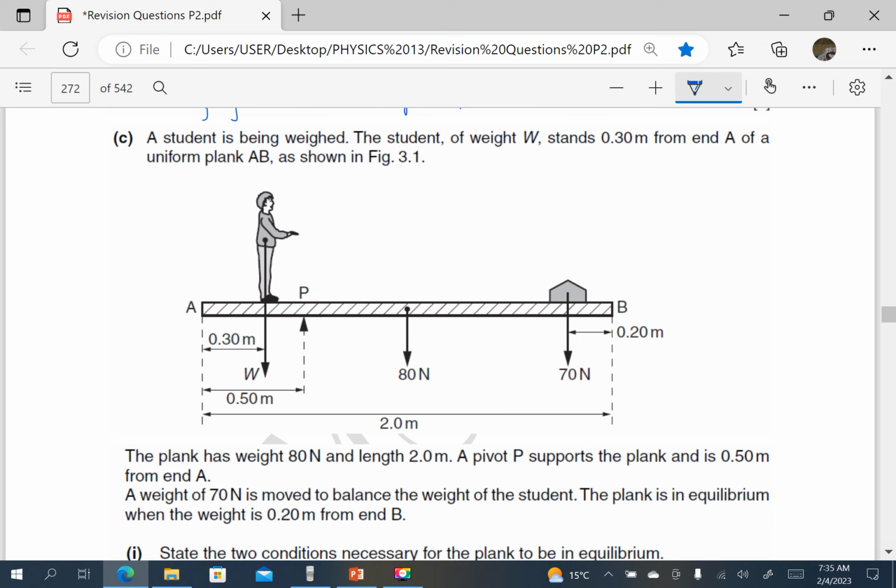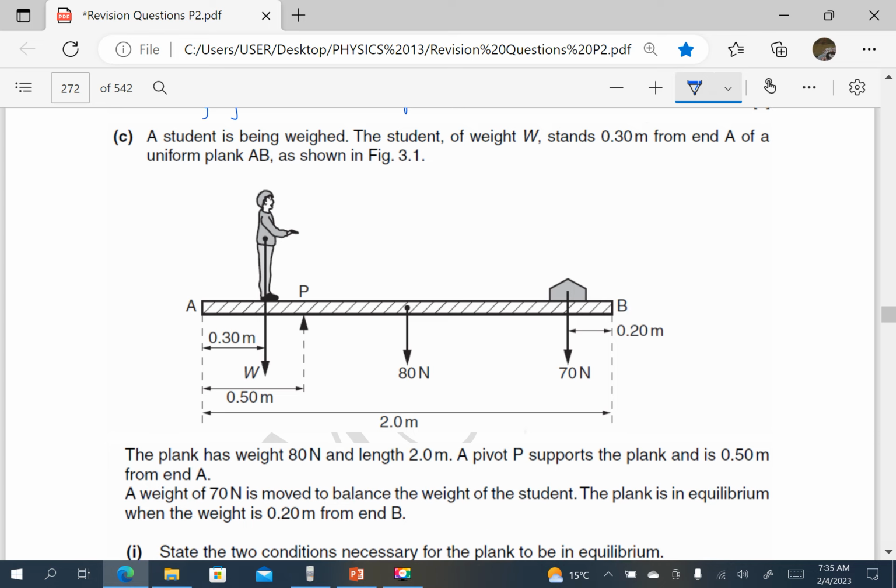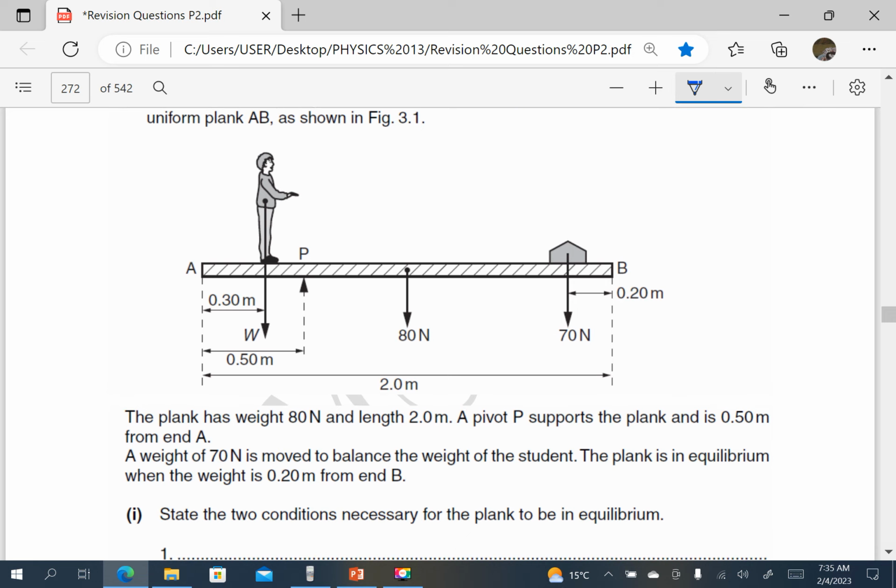The student is being weighed. The student of weight W stands 0.3 meters from end A of a uniform plank AB as shown there. The plank has weight 8 Newtons, length 2 meters. That means the distance of the plank from the center of where its weight is 1 meter. You must be noting that. The pivot P supports the plank and is 0.5 meters from end A.